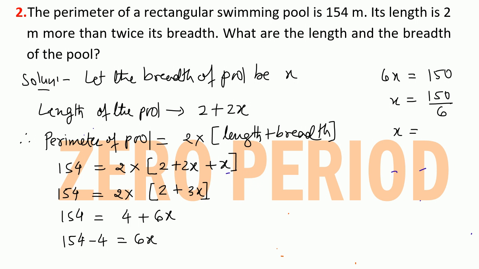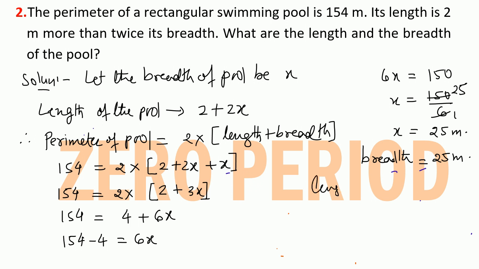Then simplify it by cancelling 6 and 150. 6 can cancel this, 6 2s are 12 and 6 5s are 30. So you get 25 meter. The value of x is 25 meter. Therefore you get the breadth. Breadth is 25 meter. From this information we can get the value of length also.